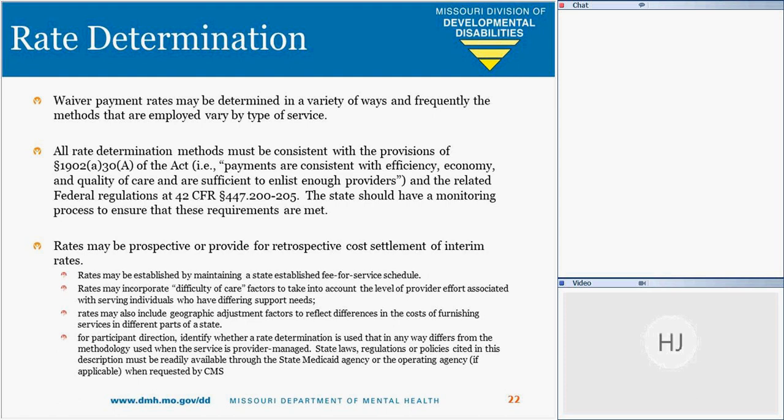Rates may also include geographic adjustment factors, so this would be your urban versus your rural to address different parts of the state. And then if you have participant direction services, identify whether that rate determination is used in a differing way, then you need to describe that. Ours are established in the same manner as our non-self-directed portions. So as all of those state laws, regulations, policies are cited and it's described carefully to MES, then they will do that appropriately.